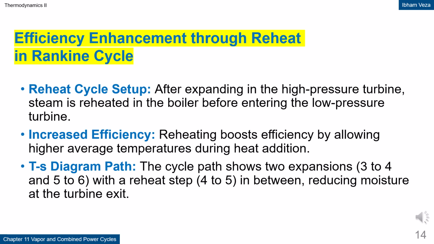Efficiency enhancement through reheat in Rankine cycle. Reheat allows the expansion process to be split into two parts, with reheating in between. Thermodynamically, this raises the average temperature of heat absorption. In addition, the wet steam fraction at the turbine exit becomes smaller. The combined effect is higher efficiency and better equipment reliability. This concept is widely used in large-scale power plants.